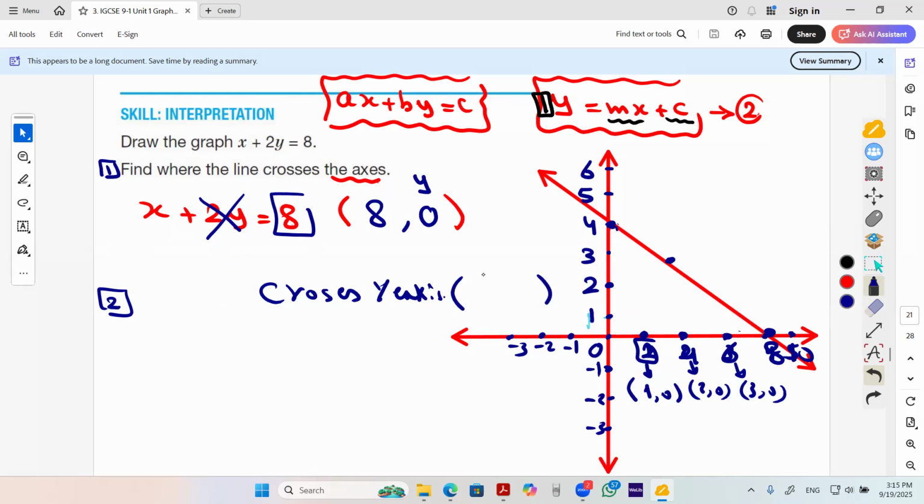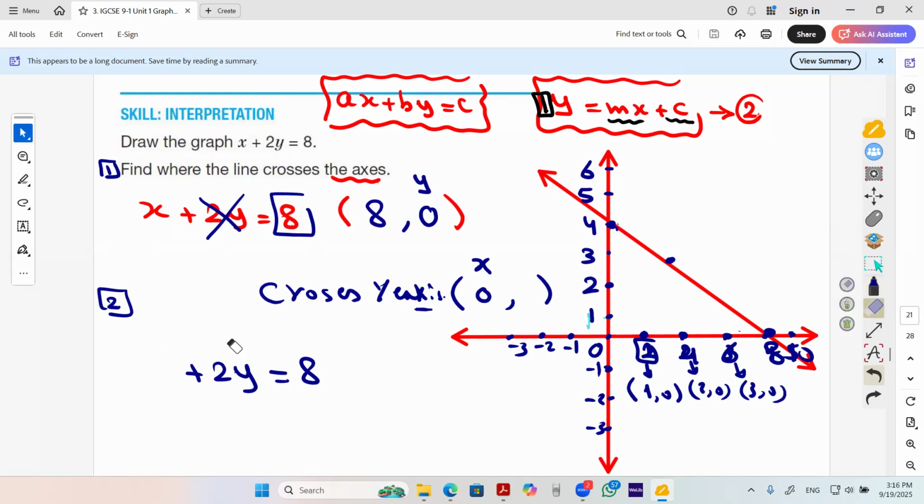Which one is x? X, it's 0. Very good. So then it's going to be 2. Very good. So y, x equals 2... plus 2y equals 8. To get the intersection point with the y-axis, put x equals 0.